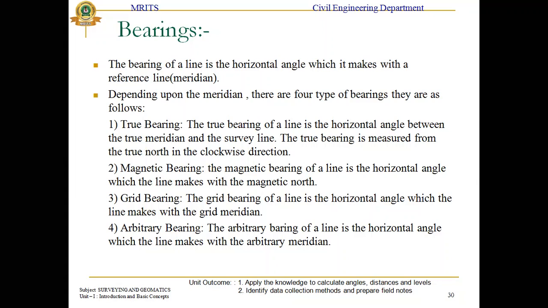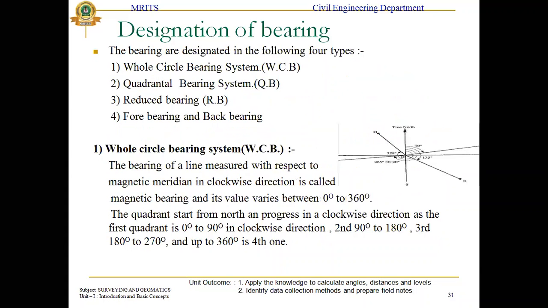For true bearings, the horizontal angles are measured between the true meridian and the survey lines in the clockwise direction. The north meridian will be used for magnetic bearing. Grid bearing will be used for horizontal angles, with the lines and the algebraic meridians.